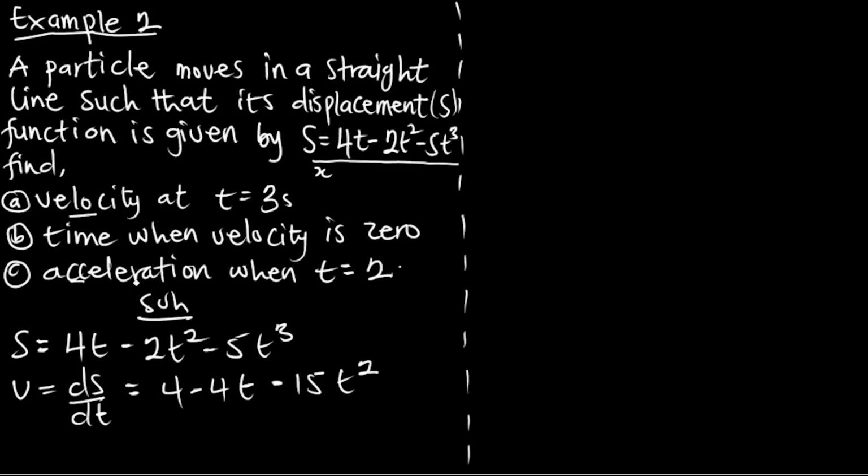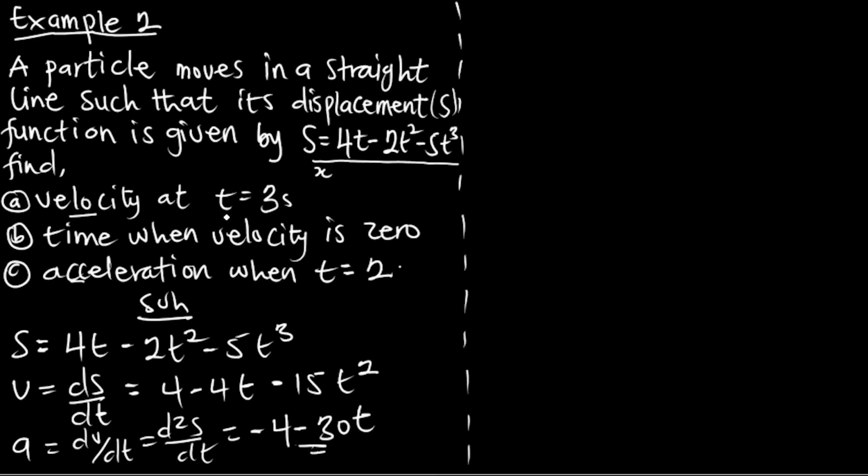Since the question is interested in acceleration, can I also get my acceleration? Acceleration, which is dv/dt, or the second derivative of the displacement, will be equal to, if I differentiate this, 0, negative 4, then minus 30t for the equation of the acceleration. And now it says find the velocity at time 3 seconds. We have our velocity equation in terms of time already. We just input the 3, then off we go.